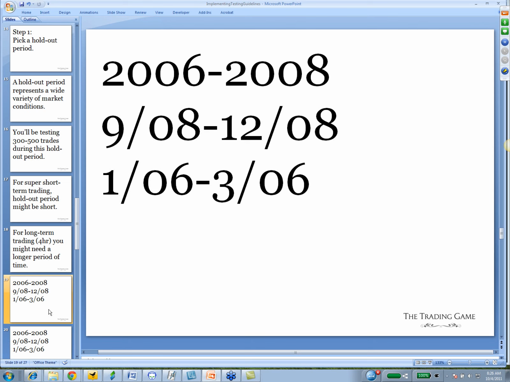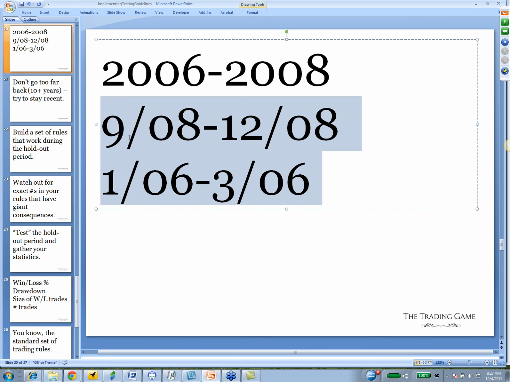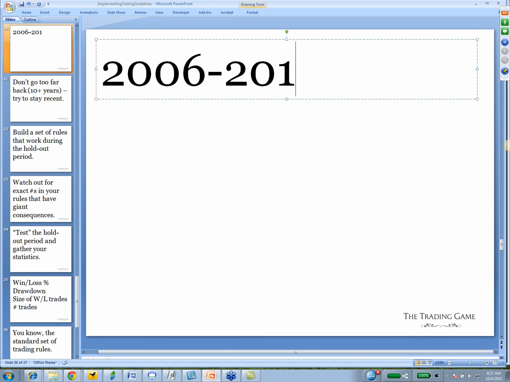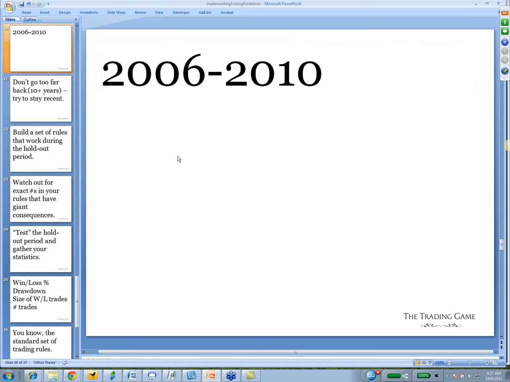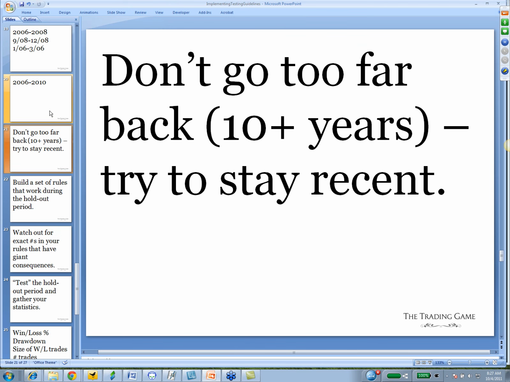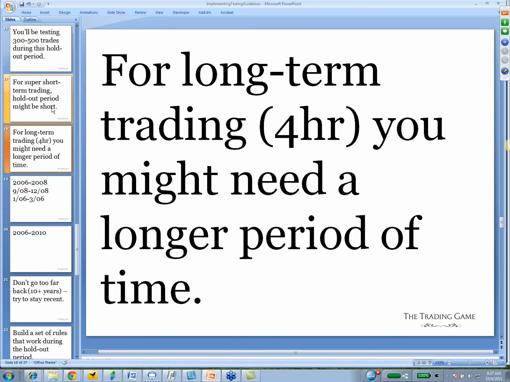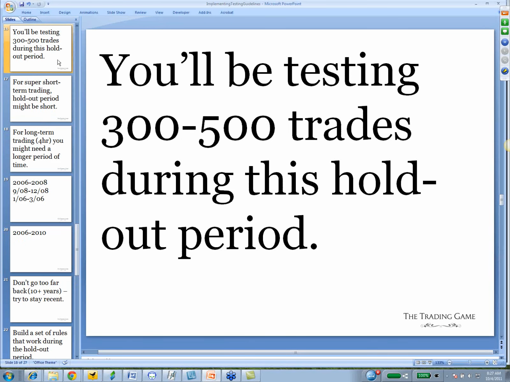If you were a long-term trader, you might simply choose something like 2006 to 2010 because you need a larger section of data. You might actually, in order to get enough trades and to get enough data, you might need to pick something even longer term than that. The longer the time frame chart that you're using, the less likely it is that you're going to get 300 trades.